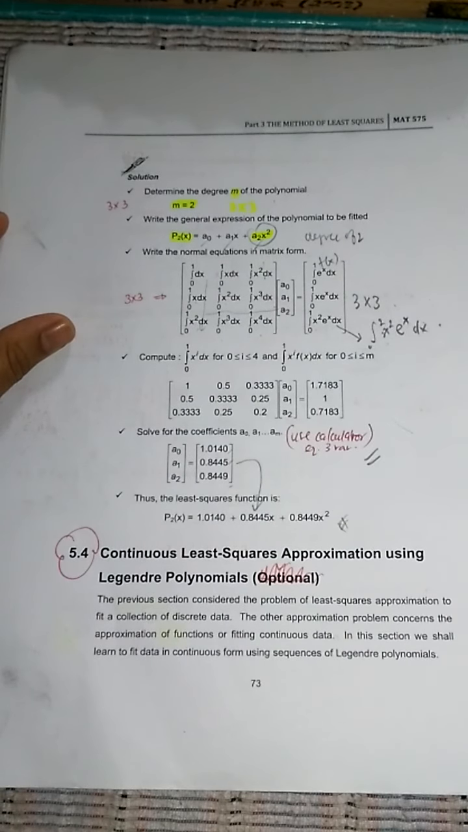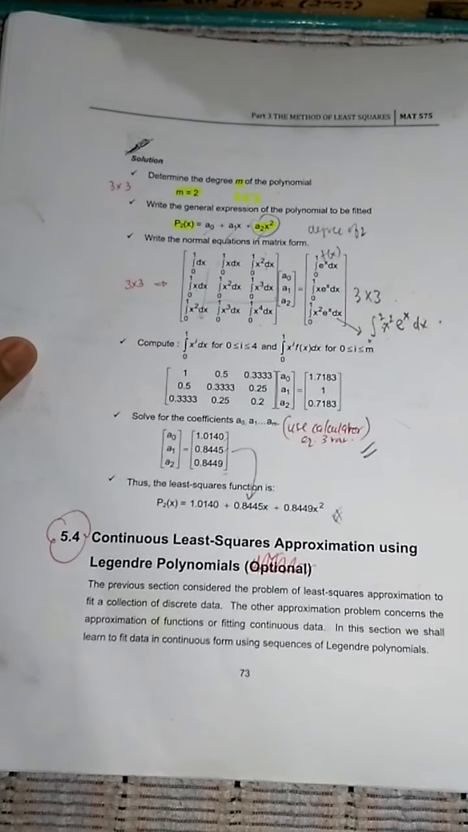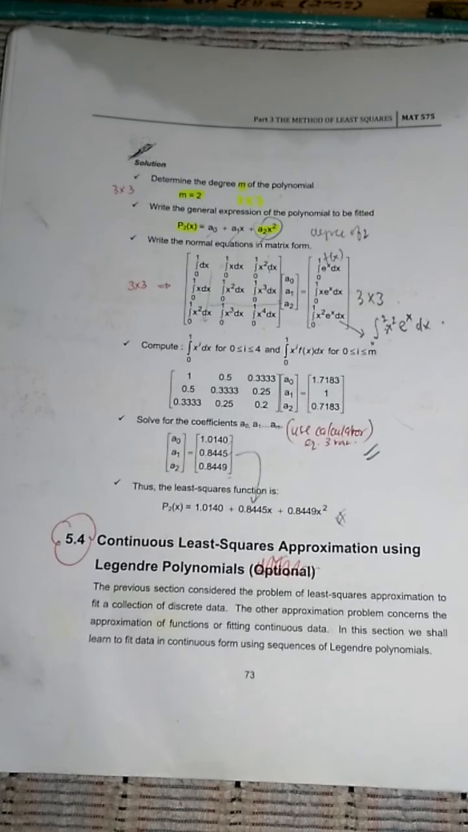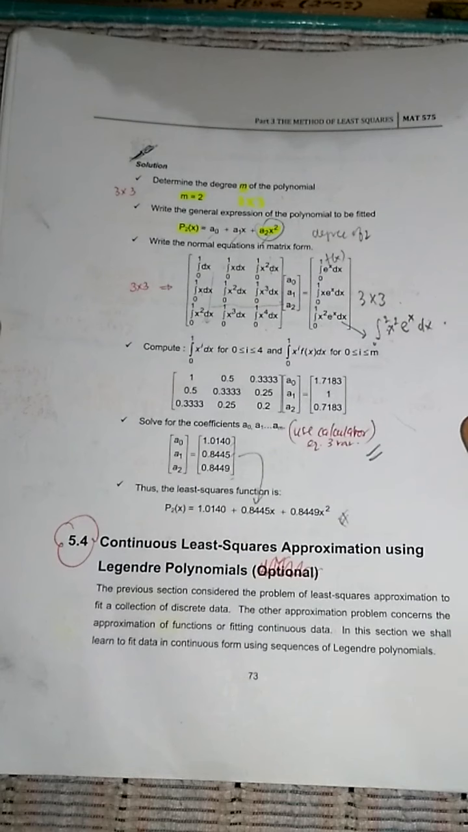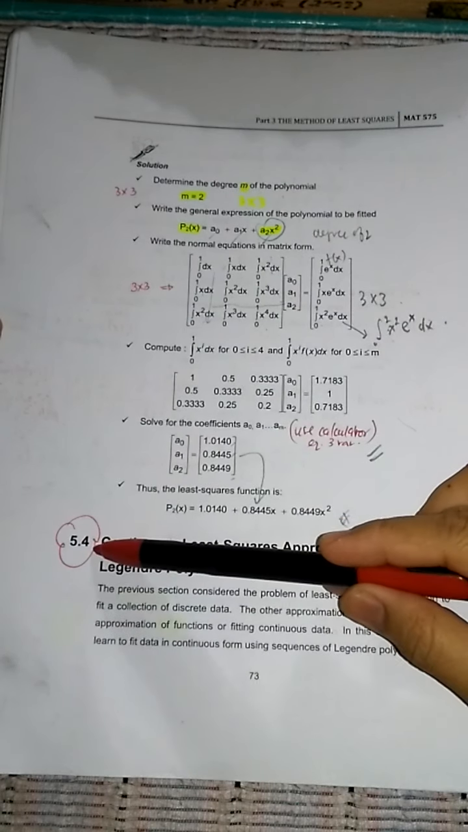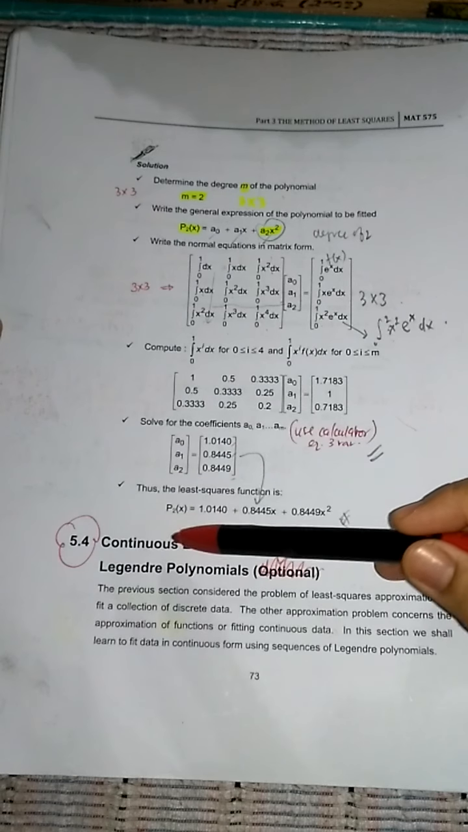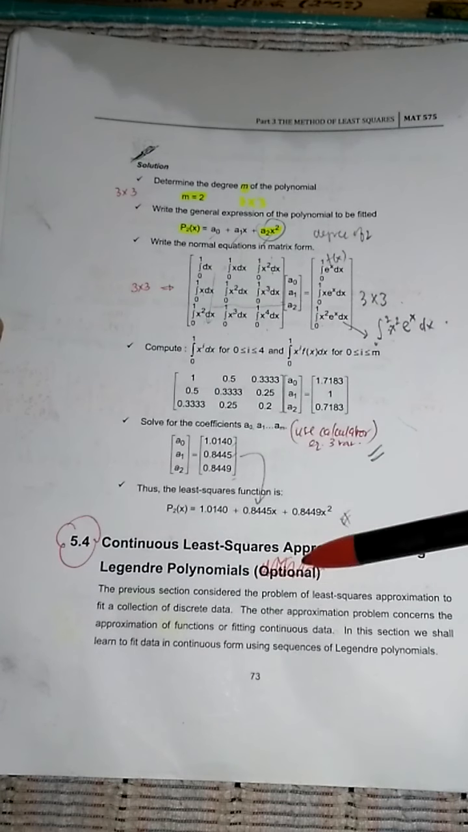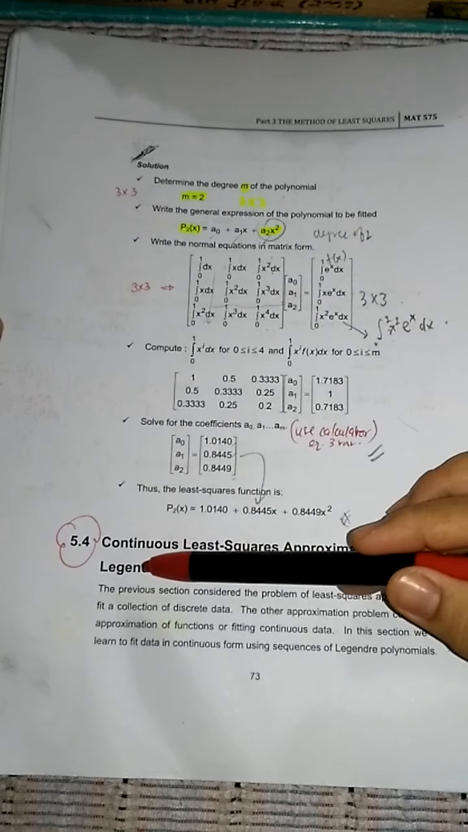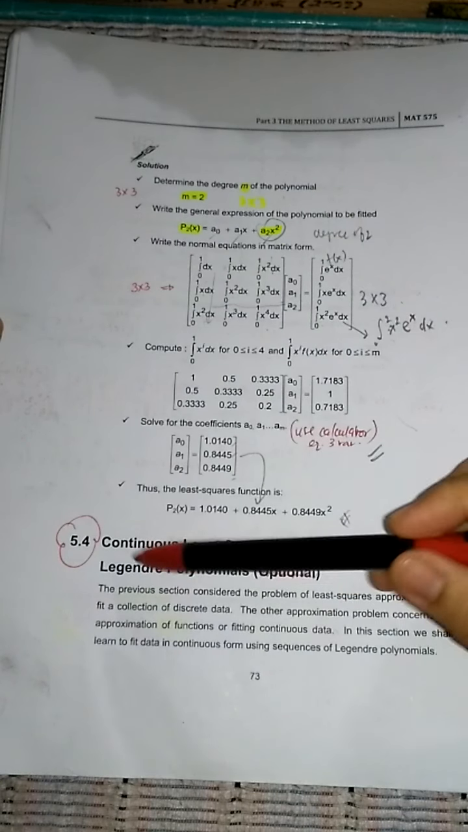Conclusion. Okay, so that's it. I'll stop here for chapter 5c. In our next video, we'll continue on 5.4. This one is again for continuous data, but we will be using Legendre, I'm not sure how to pronounce it, but Legendre polynomials.